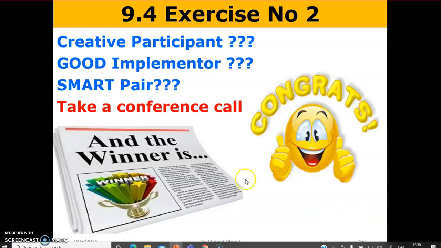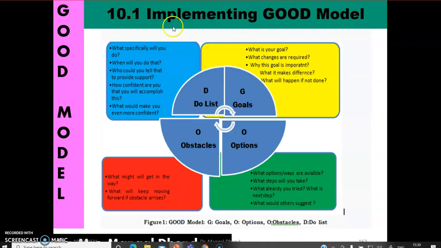So here will be an activity on coaching. We will see who is a creative participant and who is a good implementer. Good implementer means the GOOD coaching model. Tomorrow we will see who will be a good implementer, and it will be a smart group instead of a pair. Now let us see the coaching process. This model is for the coaching process. Even if I ask you for one goal statement, I have not received any goal statement properly. So revise everything, how to set a goal statement and how to write it, and do it again. Okay, so implement.